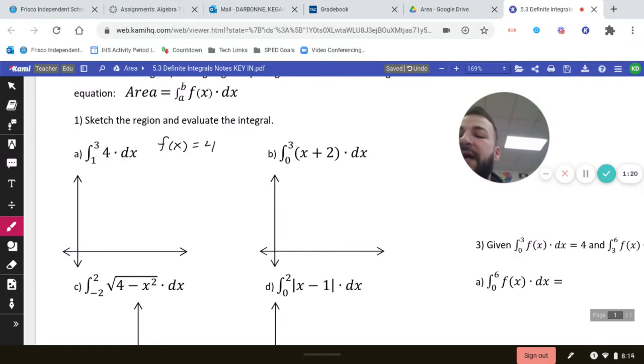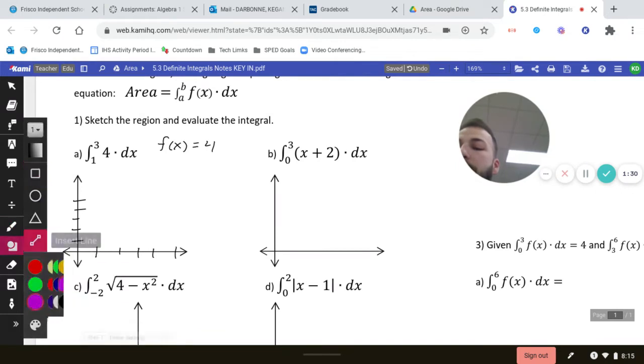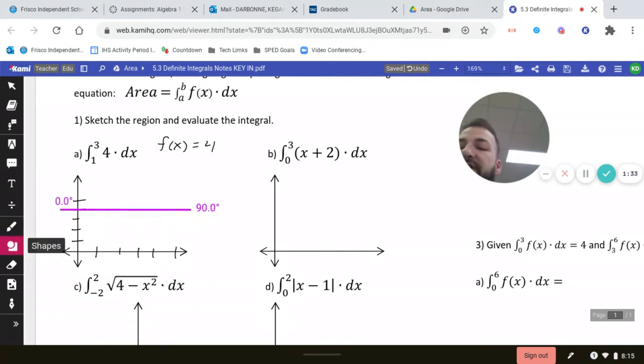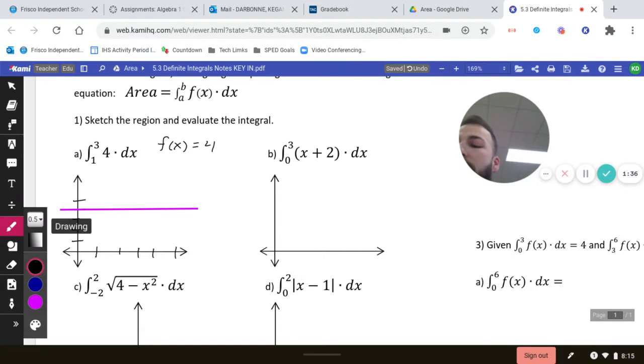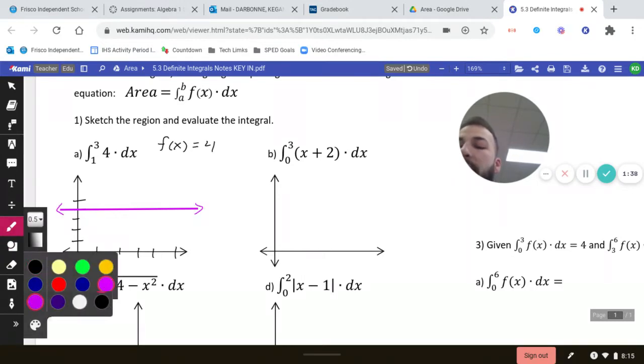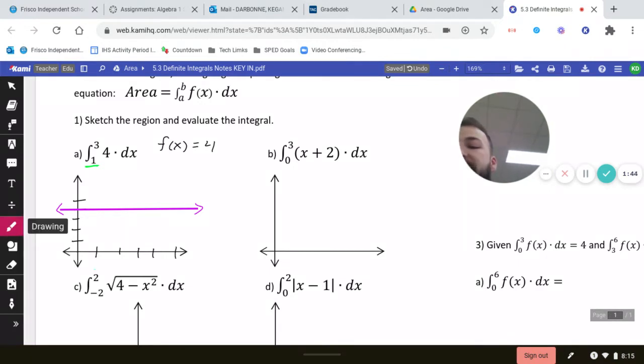That's just going to be a straight line through the y value of 4. So 1, 2, 3, 4. Just kind of give myself some room. 1, 2, 3, 4, 5, like so. I want to graph my straight line through 4. And then my interval that I'm concerned with is that 1 to 3. So from x value of 1 to x value of 3 is where I'm concerned. So this whole area under the curve is what I'm trying to find.